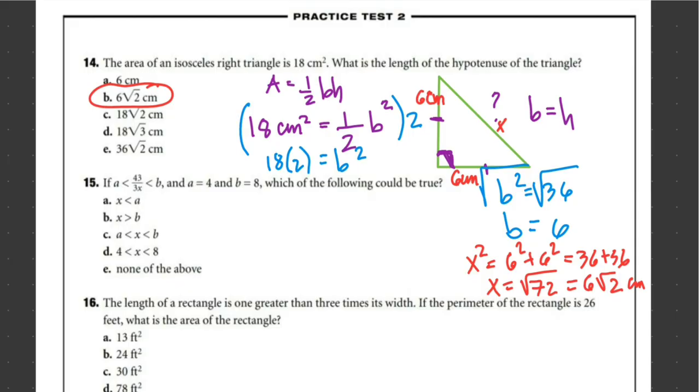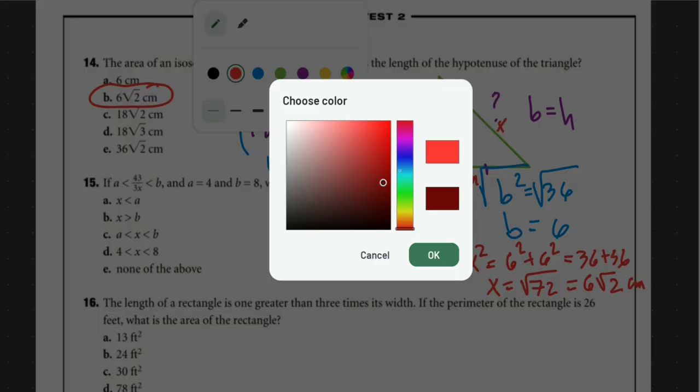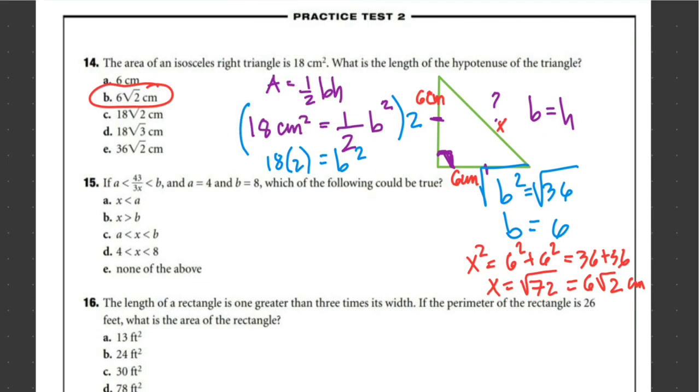Do you have questions on this? All right, so we move on to number 15.